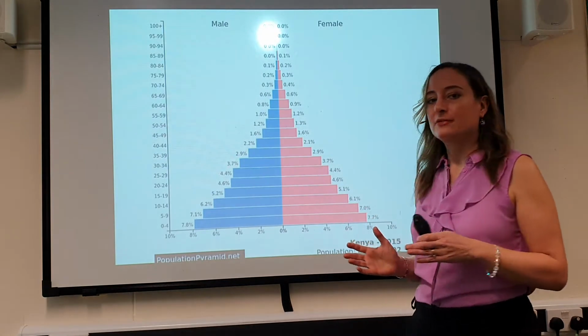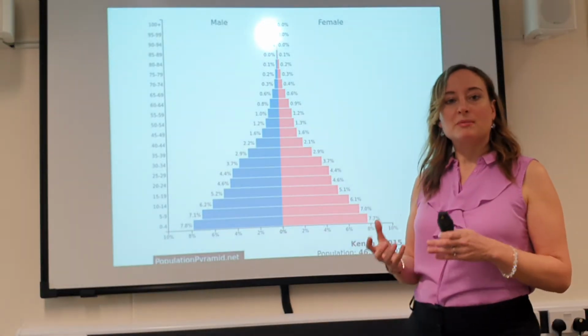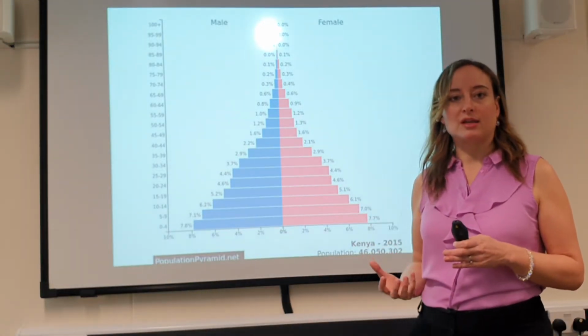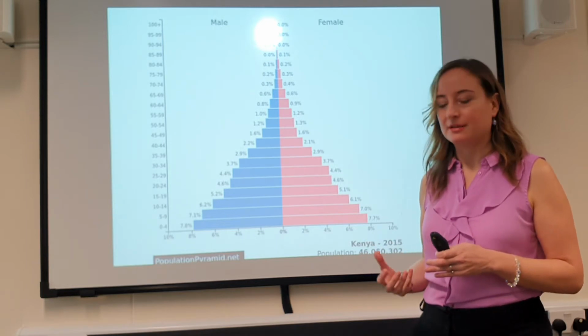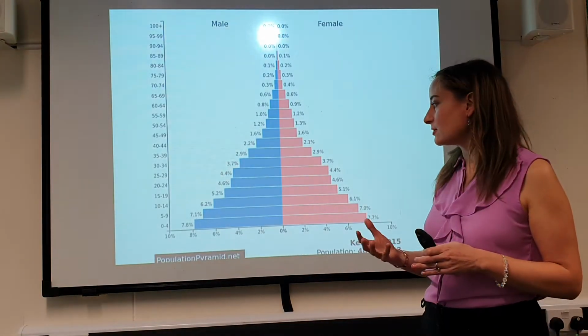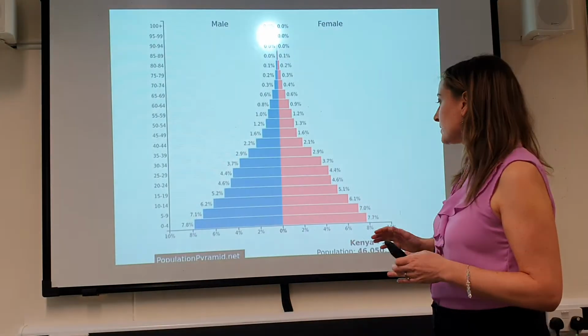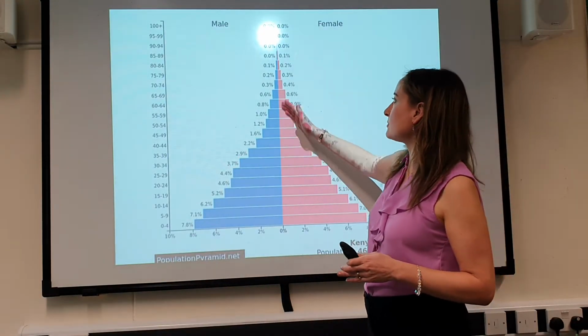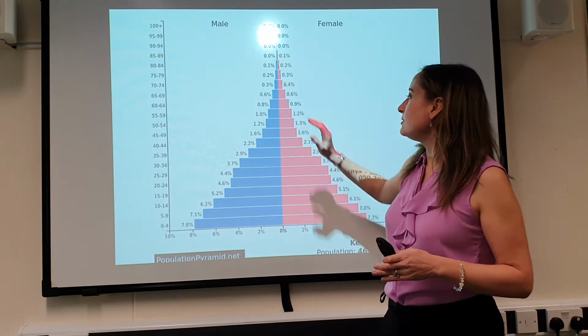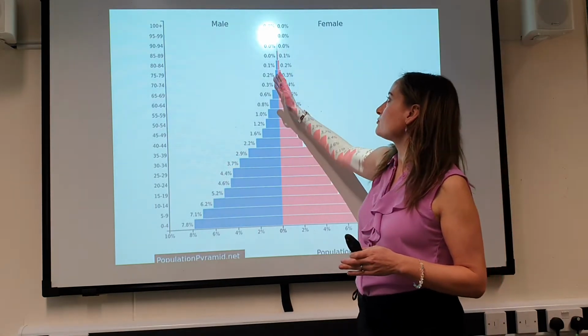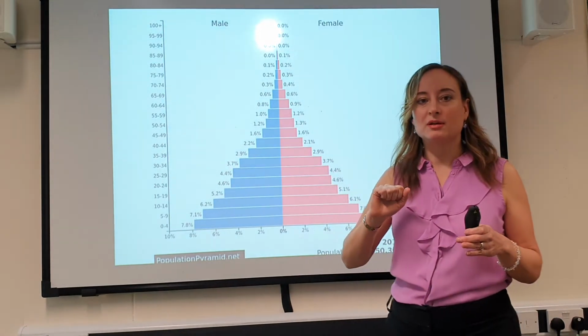Now, a few interesting features of this graph. First of all, remember that Kenya is a poorer country, a low-income country, an LIC. So it may not look the same as the pyramid for the United Kingdom. We wouldn't necessarily expect it to. Can you see the pyramid gets smaller at the top? Why do you think the pyramid for Kenya gets really, really small and narrow at the top?